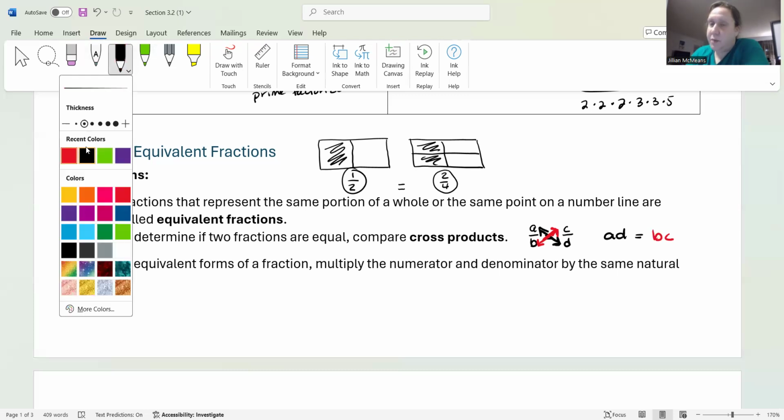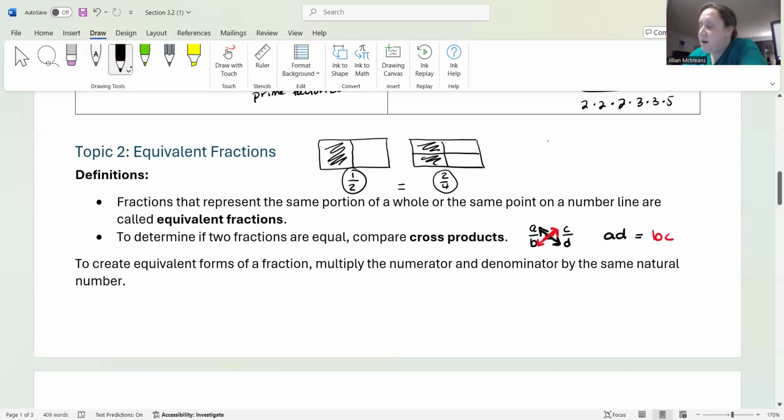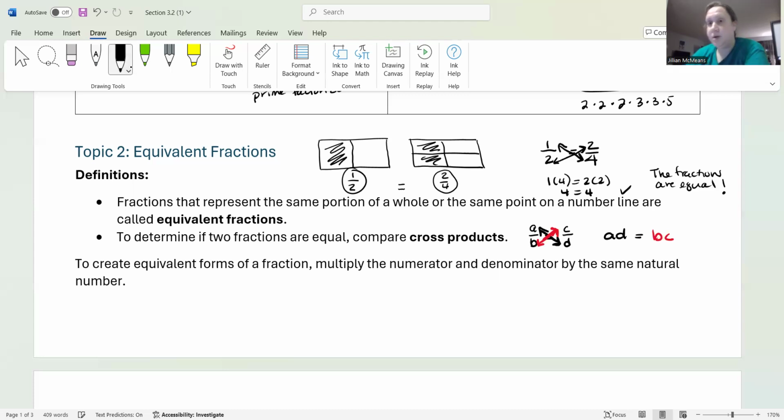So let's look at the example with the candy bars. We're making a claim that one half is equal to two fourths. So we would multiply the diagonals, and that gives us our cross products. If the cross products are equal, we can say definitively so are the fractions. So I would take 1 times 4, and if that equals 2 times 2, then those fractions are equal. And guess what? 1 times 4 is 4. 2 times 2 is 4. We would say the fractions are equal, because their cross products are equal. So that's a really quick, easy way that we can determine without a ton of work if two fractions are equal. Okay.